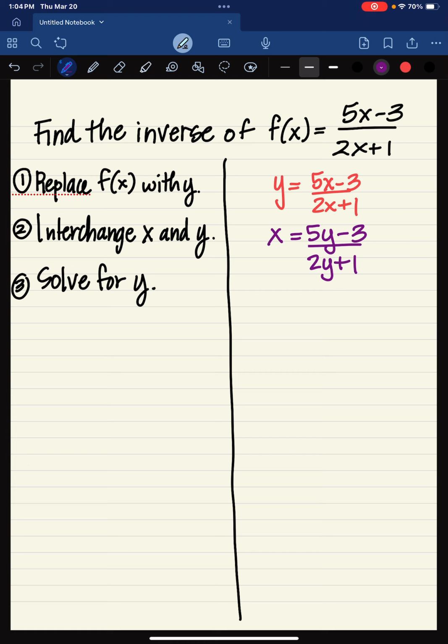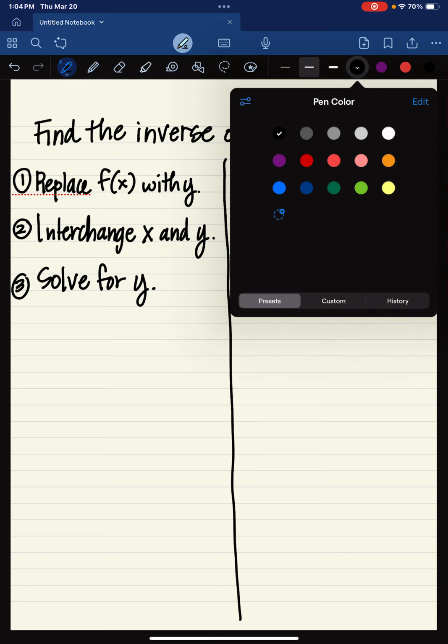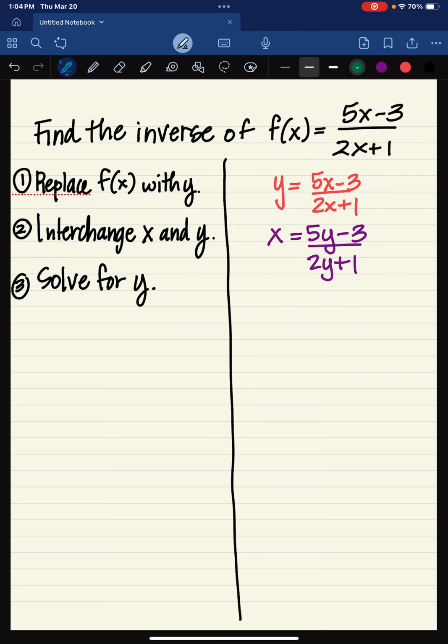Then you get to step 3, which is solve for y, and that's where the hard part comes in. The reason it's hard to solve for y is, first of all, it's a fraction, and secondly, there's more than one y. So I'm going to give you some little sub-steps here that are going to help you solve for y. The first sub-step is to eliminate the fraction.